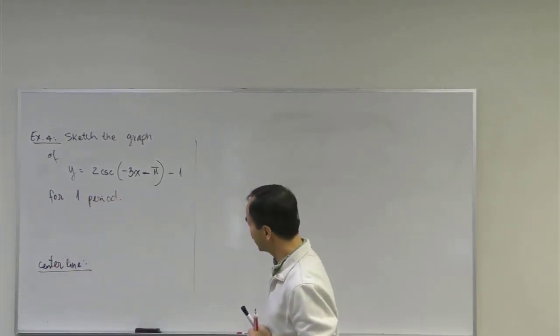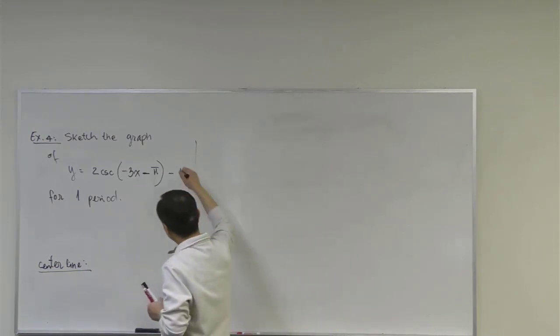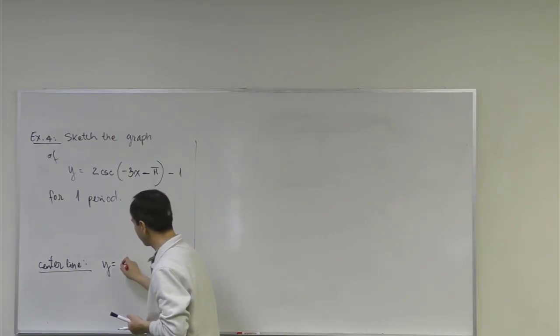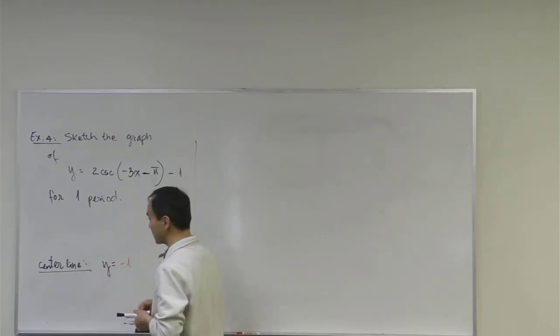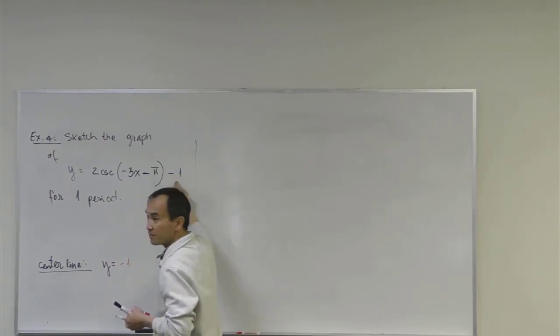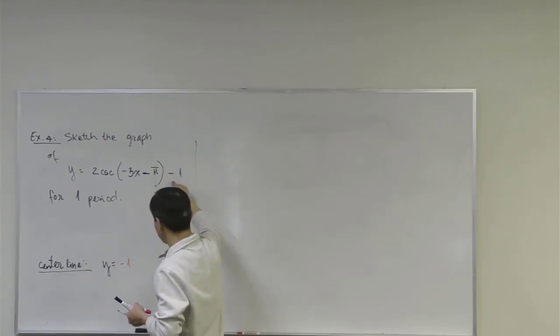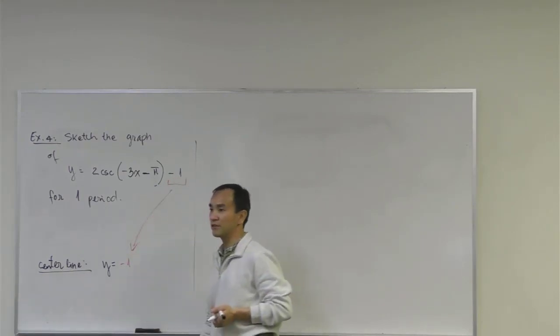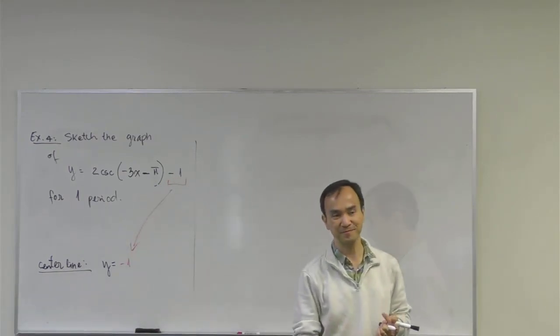The center line. So what's the center line here? It's going to be y equals negative 1. Very similar arguments to the earlier problem that we've done. The last constant term after the trig function, besides the center line right here, that's the decision for this center line at y equals negative 1.